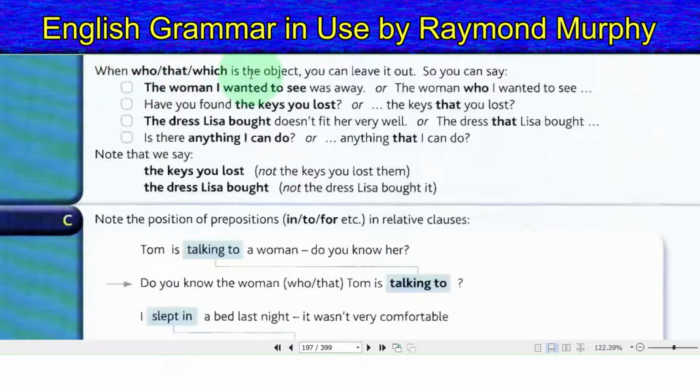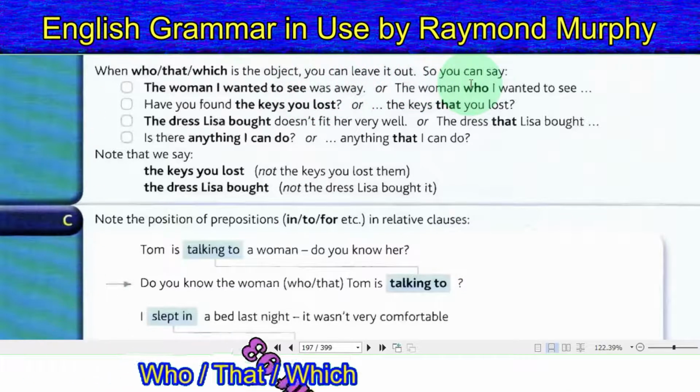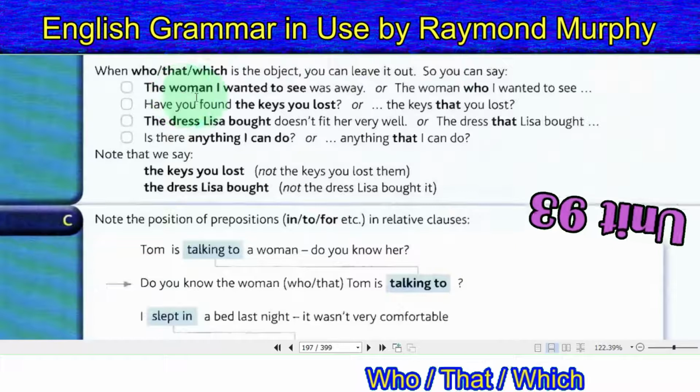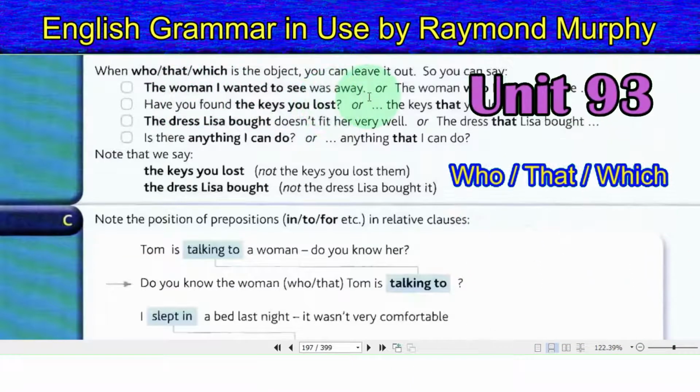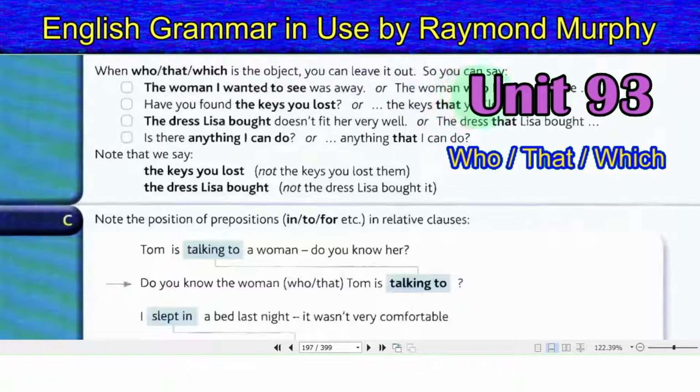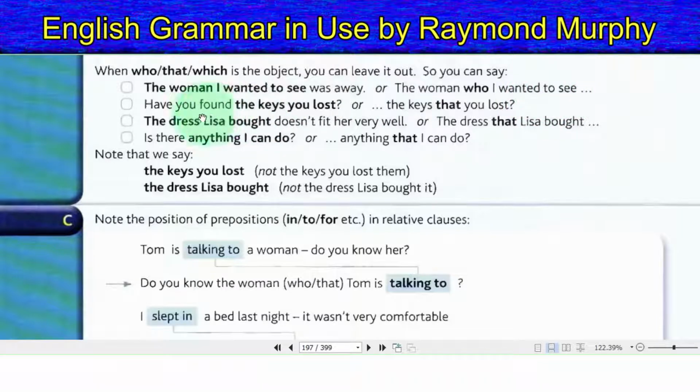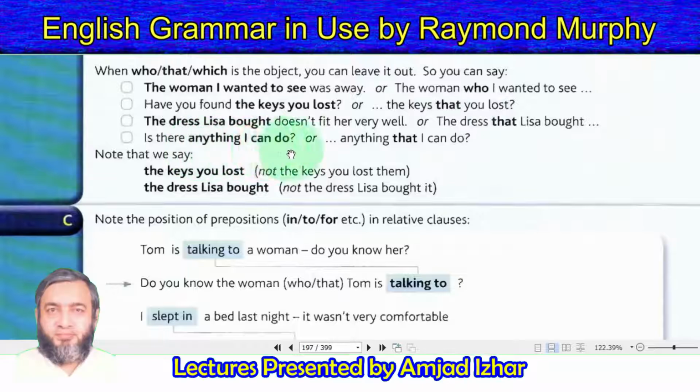When who, that, which is the object, you can leave it out. So you can say, the woman I wanted to see was away, or the woman who I wanted to see. Have you found the keys you lost, or the keys that you lost? The dress Lisa bought doesn't fit her very well, or the dress that Lisa bought. Is there anything I can do, or anything that I can do?